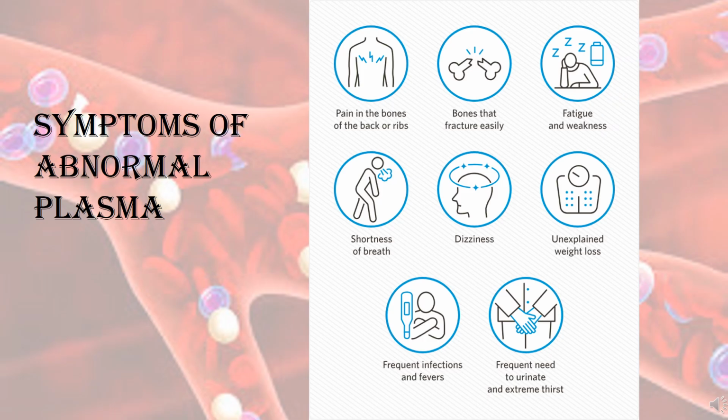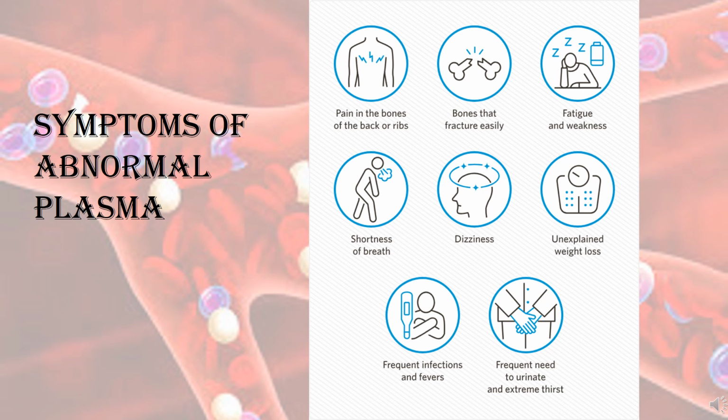Abnormal plasma cells, characteristic of conditions like multiple myeloma, cause symptoms primarily through bone marrow overcrowding and damage to bones and kidneys. Common signs include persistent bone pain, fractured ribs, fatigue, frequent infections, unexpected weight loss, and high calcium levels. These issues are often summarized by the acronym CRAB.